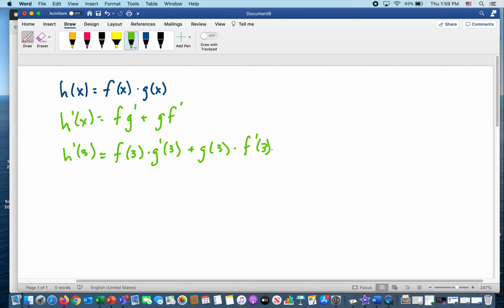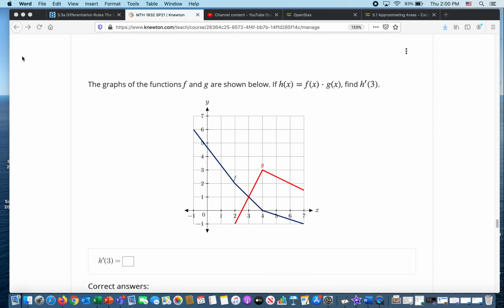Okay, so identifying these values from the graph is where we really want to focus. That's where things get a little tough, and I want to make sure that we look at this and give you the information you need. So I know that I need f of 3. f of 3 is what I get on the graph when x is 3. When x is 3, the corresponding y value is 1. So anywhere that I see f of 3, I'm going to put 1.